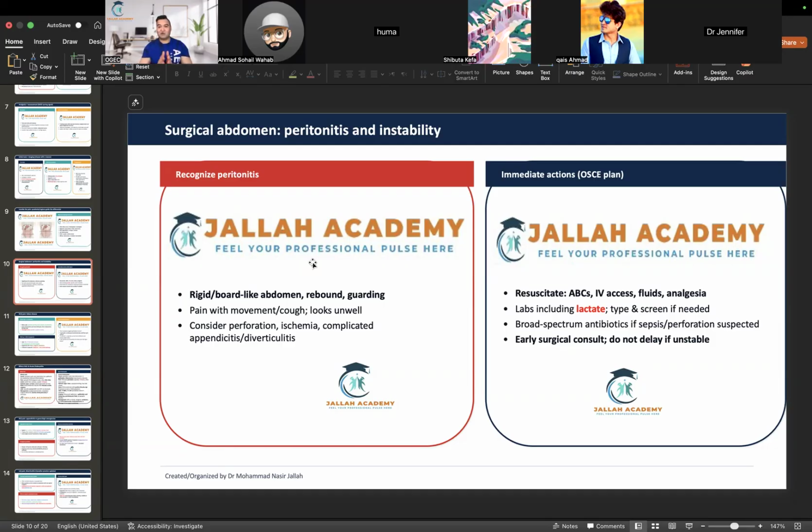And if you're doing MCCQE Part 1, this will be in the scenario if they are talking about necrosis or ischemia, especially necrosis: type and screen if needed, and broad-spectrum antibiotics. Remember, we don't normally use antibiotics unless it is sepsis or infection is suspected. Then early surgical consultation. Do not delay if the patient is unstable. If the patient has abdominal pain and is not stable, then it is an emergency. You need to consult the surgeon.